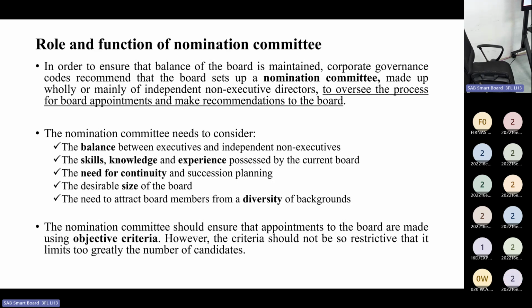Board members are appointed in what ways? There are one or two ways.